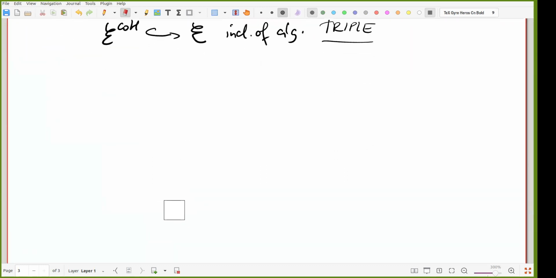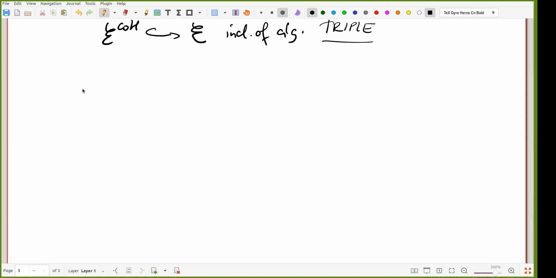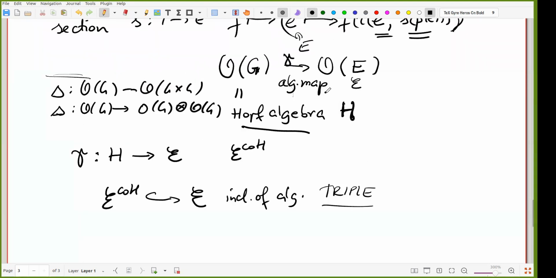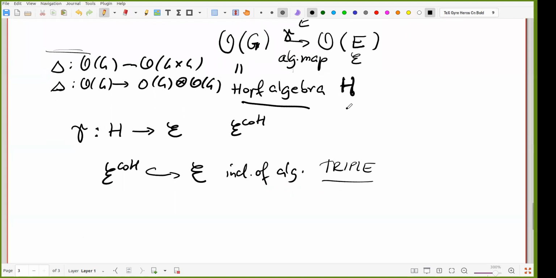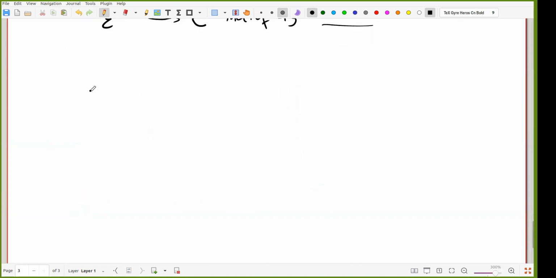So now I want to have this kind of much more general. I would like to have group-like objects, not necessarily Hopf algebra. You know, Hopf algebra is just a very special case. If you have a Hopf algebra, then the category of modules over the Hopf algebra is a monoidal category. And this monoidal category will have an induced action on the category of modules over the thing which it acts on. So in general, modules over H will act on modules over E.